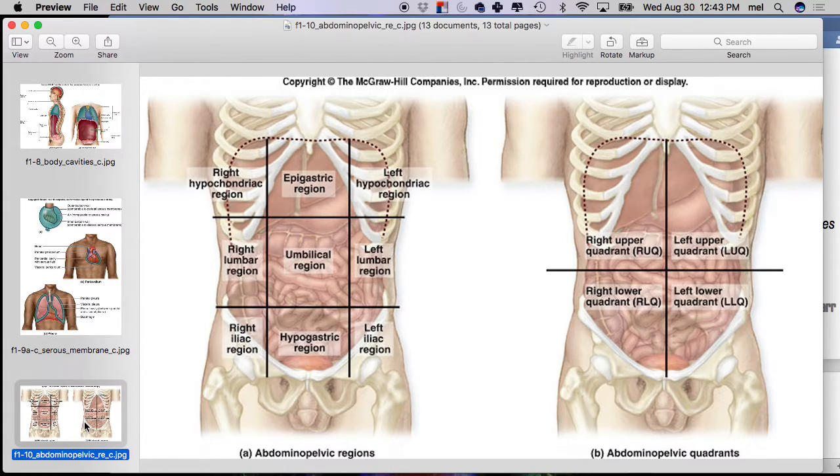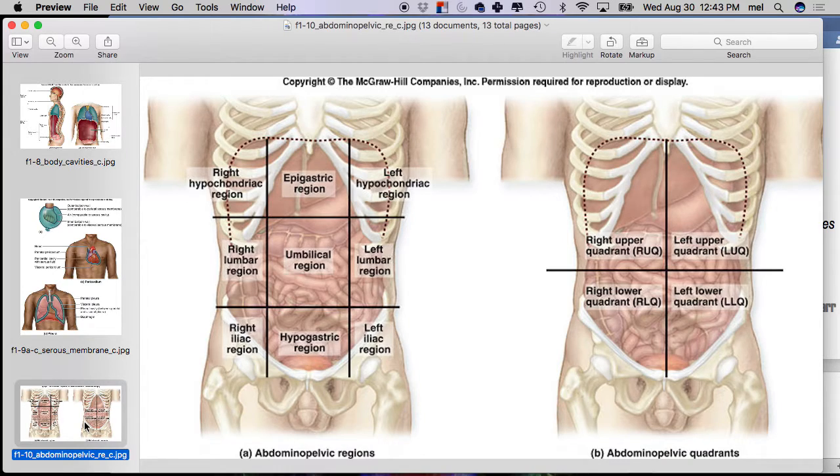Like, in what situation would you know whether you use quadrants to describe, or it's a region? Regions are better. Doctors, clinical professionals have preferences. So regions are better because they're more specific. There's 9 of these, right? So you just kind of have to sort of be used to using both.